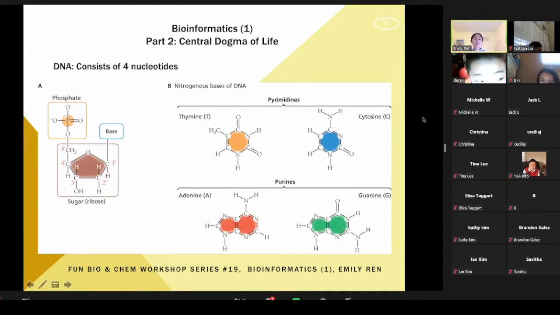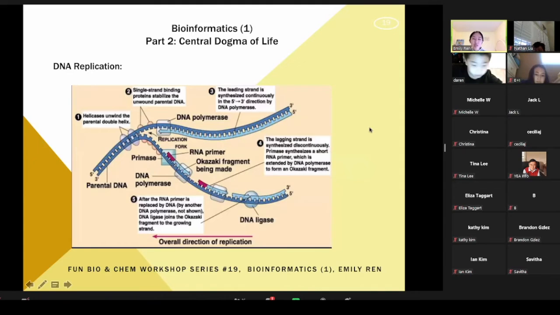DNA consists of 4 nucleotides: thymine, cytosine, adenine, and guanine. Adenine pairs with thymine and cytosine pairs with guanine. So Darren, to answer your question, this is DNA replication. The first step is helicase, which is an enzyme. It unwinds the parental double helix, so it zips the double helix down the middle.